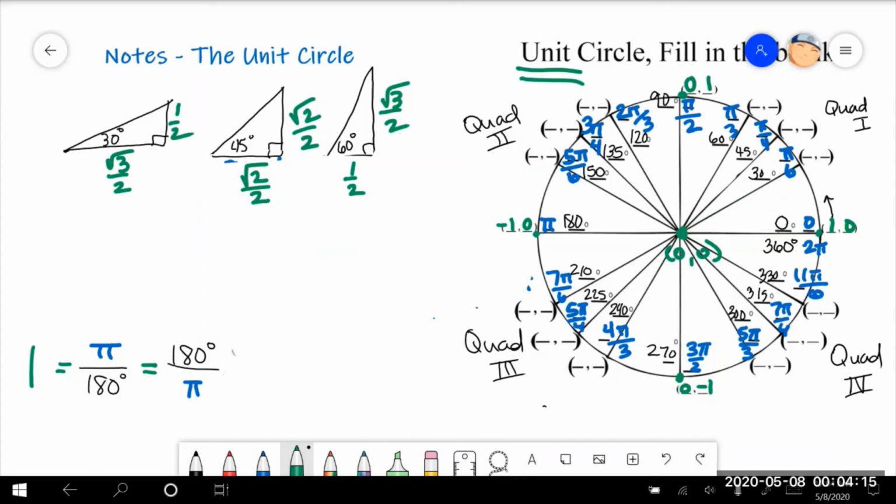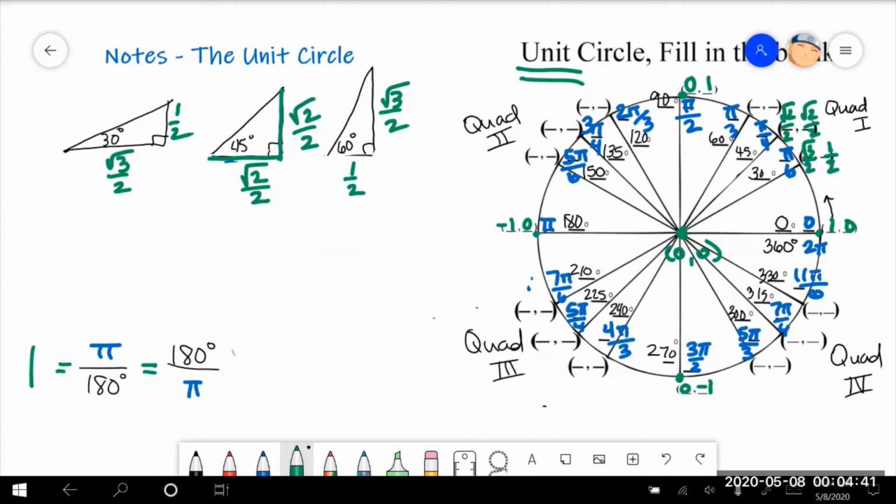Okay, so again, my x value here is root 3 over 2, and my y value is 1/2, just kind of overlaying the 30-degree triangle on top of there. For the 45, it's pretty easy. We know root 2 over 2 for x and y because the horizontal is the same as the vertical.